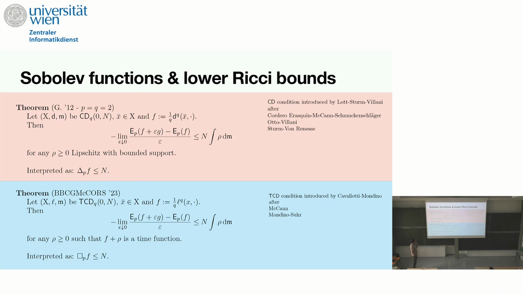Now, I really don't want to parse the theorem. What I want to focus the attention on is the following. First of all, let's pick this theorem when the underlying space is a smooth Lorentzian manifold. So I don't need to discuss too much about the TCD and TCD_q conditions.